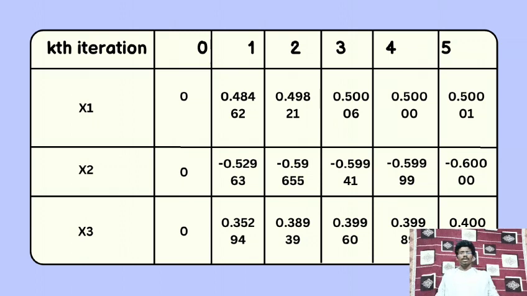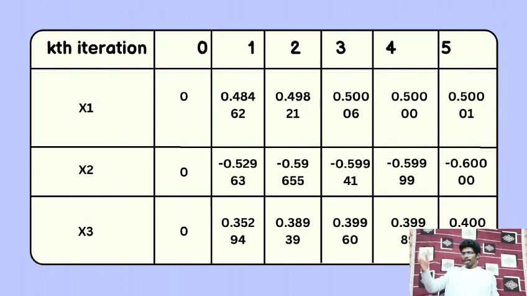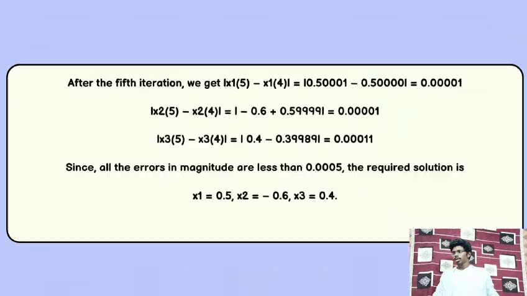Likewise, there will be modification in the approximation with each iteration. Let's see it in table form. Let's take the kth iteration 0, 1, 2, 3, 4, 5, up to 5 iterations. For x1, initially we put 0, then we get 0.48462, in the second iteration 0.49821, in the third iteration 0.5006, in the fourth iteration 0.5000, and in the fifth iteration we get 0.50001.